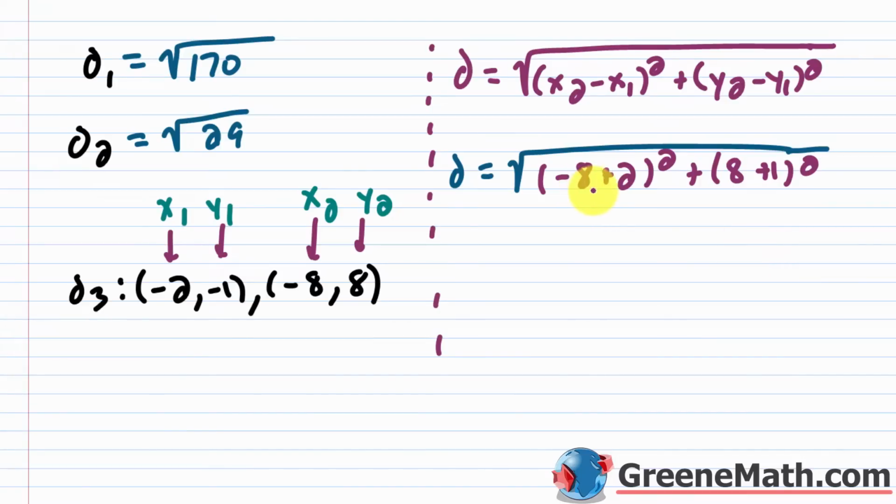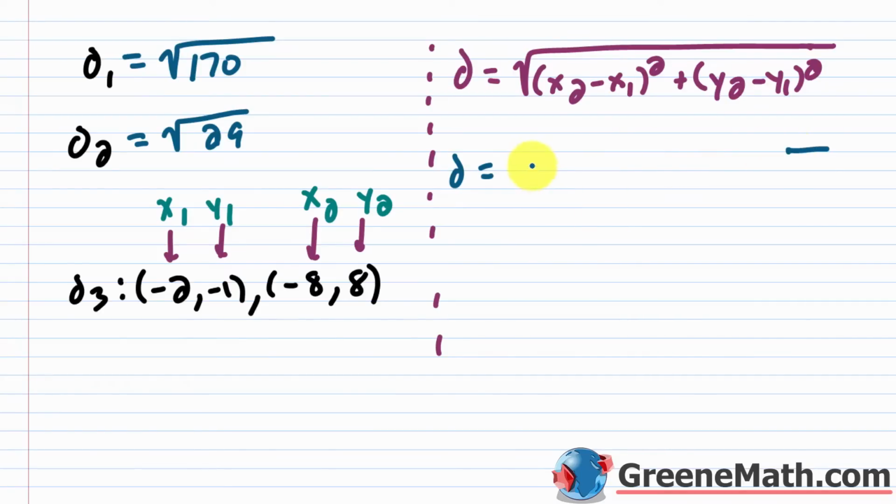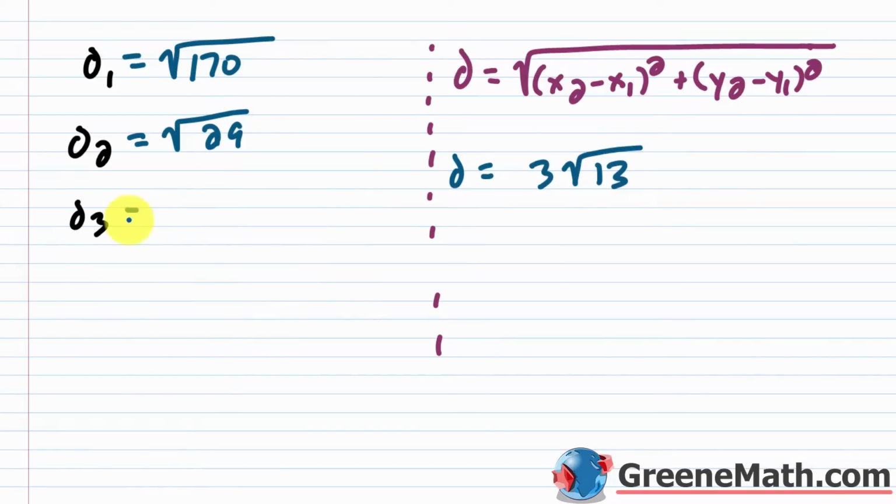So looking at this, negative 8 plus 2 is going to be negative 6. So negative 6 being squared is going to be 36. And then over here, 8 plus 1 is 9. So this would be 9 squared, which is going to be 81. So 36 plus 81, that would give me 117. And the square root of 117 can be simplified. If you think about 117, it's 9 times 13. So the square root of 9 is 3. So you could put this as 3 times the square root of 13. Let's scooch this up and put equals. So I'm just going to put 3 times the square root of 13.